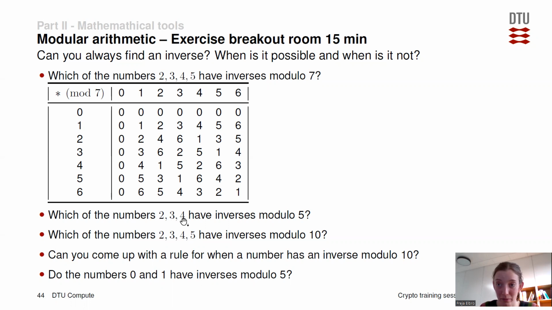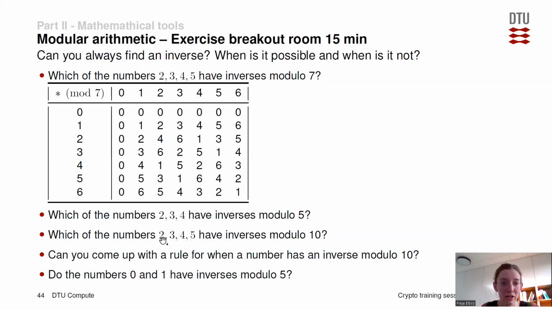Modulo 5, these numbers also all have inverses. Let me see, 2 and 3 are each other's inverses, because 2 times 3 is 6. 4 is its own inverse, because 4 times 4 is 16. Modulo 10 is a little different, right? Because here they don't all have inverses.